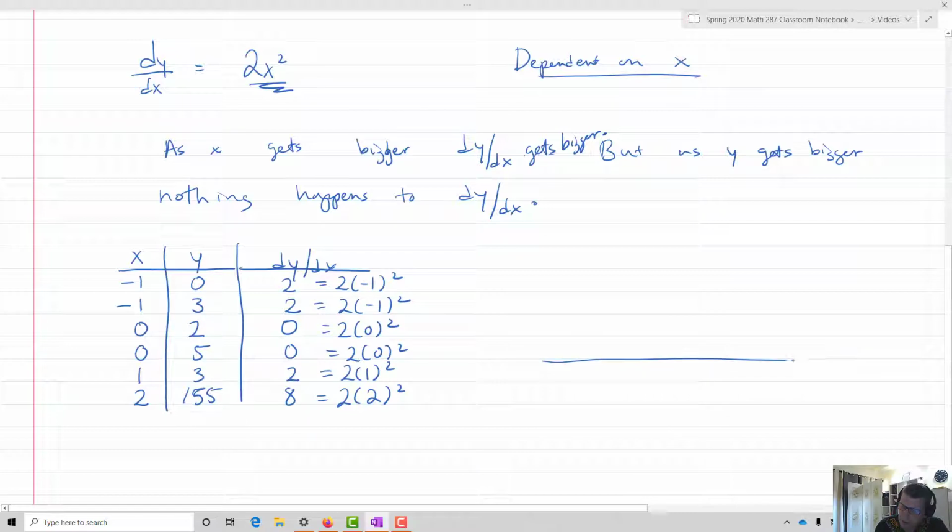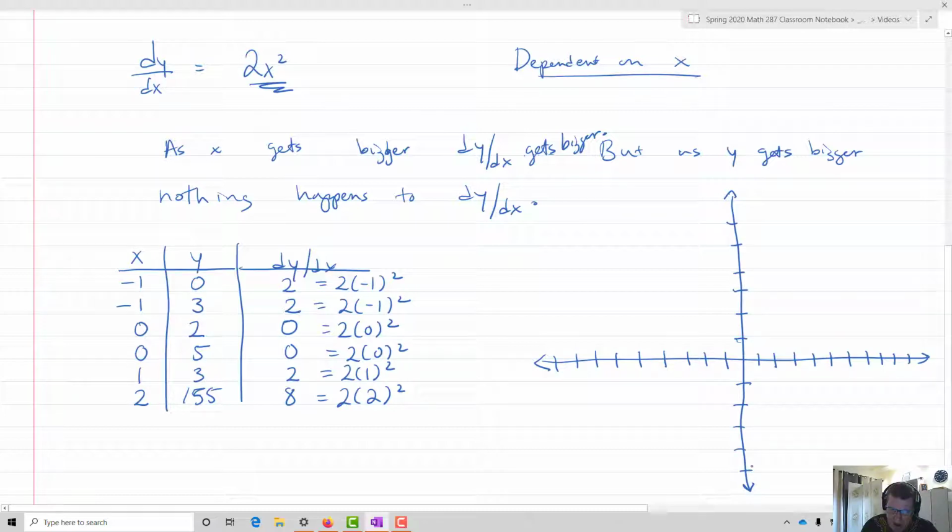So if I imagine what I'm going to look at here, I'll draw a graph, and my slope field is going to be a drawing of each one of these values for dy dx. Not the values for y, not the values for x, but the values for dy dx depending upon the y and the x.